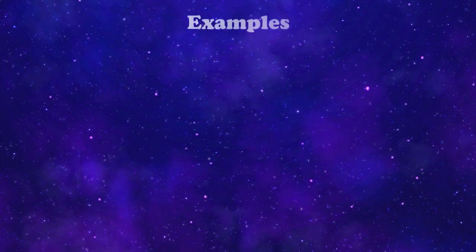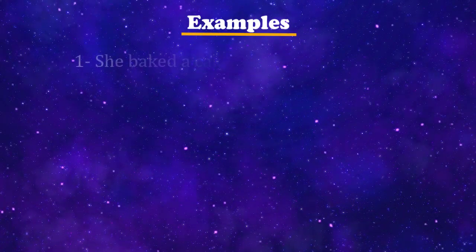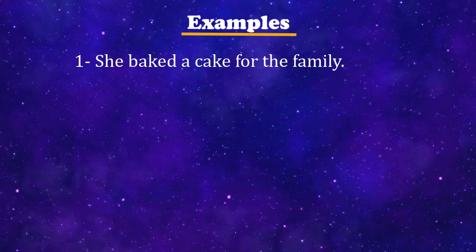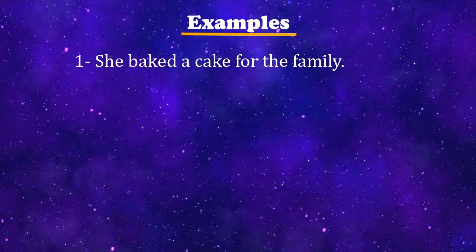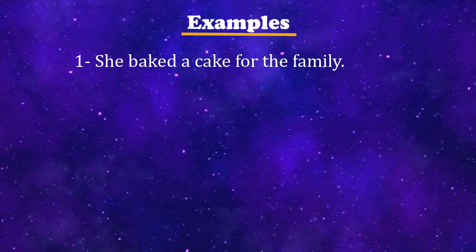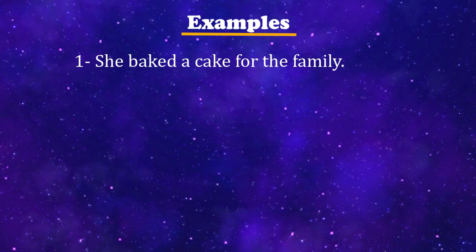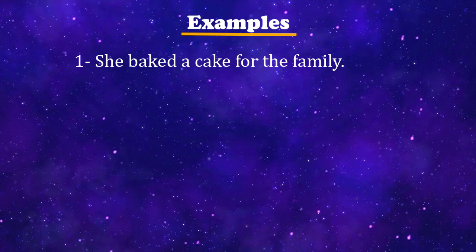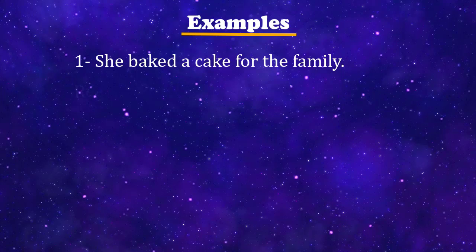Let's take some examples. The first example is: she baked a cake for the family. Here, baked is used as the second form of verb. First, we use she as a pronoun. If you notice, we do not use any helping verb in it. We directly put a verb after the pronoun. She baked, and baked is the second form of verb.